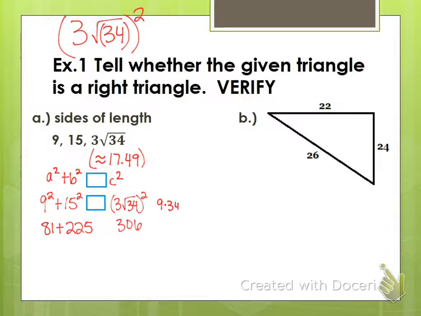So if you're doing this in a calculator, make sure you're typing it in carefully. All right, to finish this off, we need to add 81 and 225. What do we get? 306. How does 306 compare to 306? They are equal, so is it a right triangle? Yes, it's a right triangle.